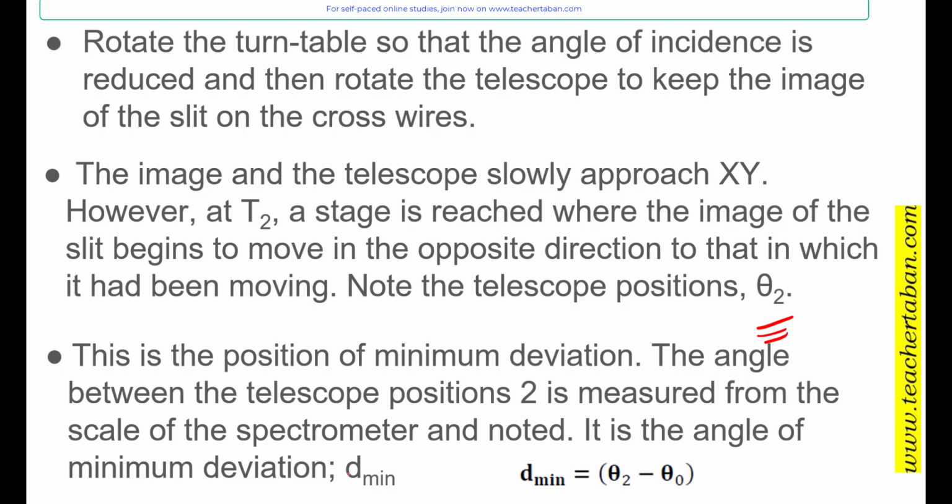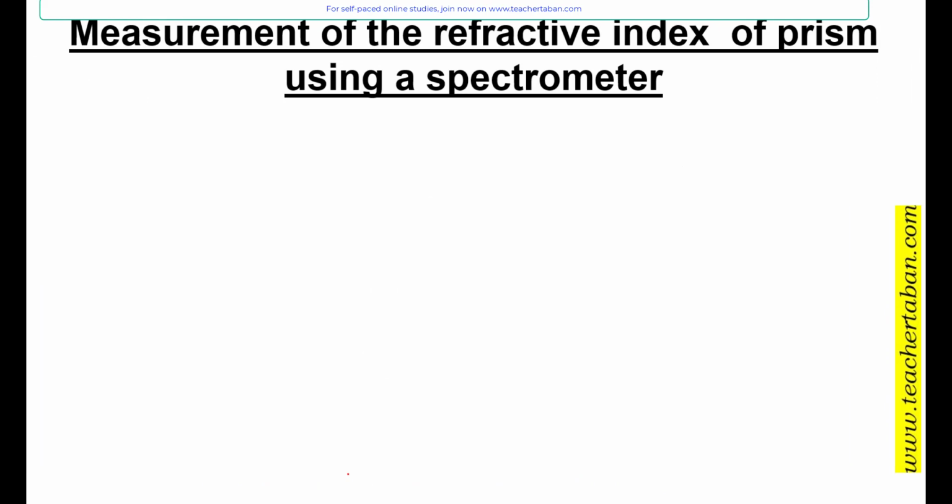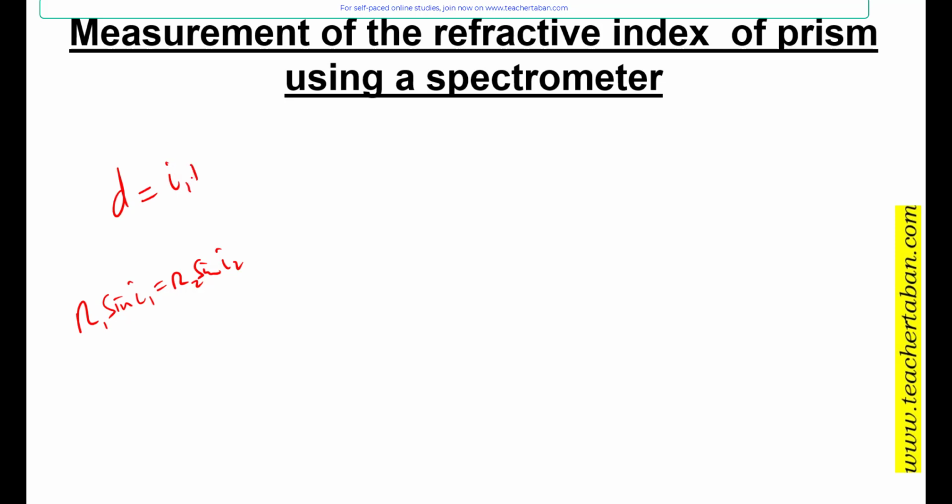So after having seen this, we're going to be looking at some calculations. But before we do that, let's first of all look at how to determine the refractive index of a glass prism. So for a glass prism, this is what we do. Remember that from Snell's law, n1 sin i1 is equal to n2 sin i2. And remember that our angle of deviation D is given by i1 plus i2 minus A.